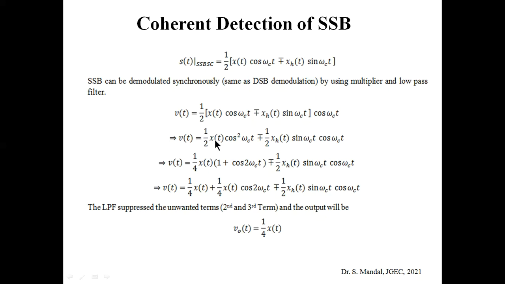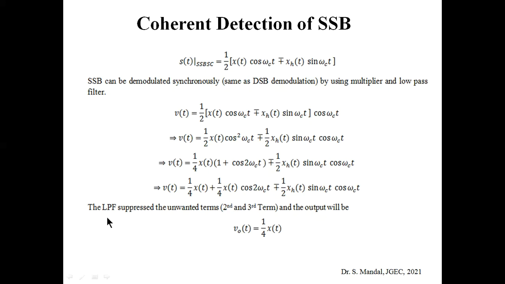So v(t) will be half x(t) cos square omega ct minus plus half x_h(t) sin omega ct cos omega ct. There is a term associated with cos square omega ct. This can be expanded as x(t) into half of 1 plus cos 2 omega ct. So ultimately v(t) will be rewritten as 1 by 4 x(t) plus 1 by 4 x(t) cos 2 omega ct minus plus half x_h(t) sin omega ct cos omega ct. Obviously the first is the lower frequency component, whereas both cos 2 omega ct and sin omega ct cos omega ct are higher frequency components.